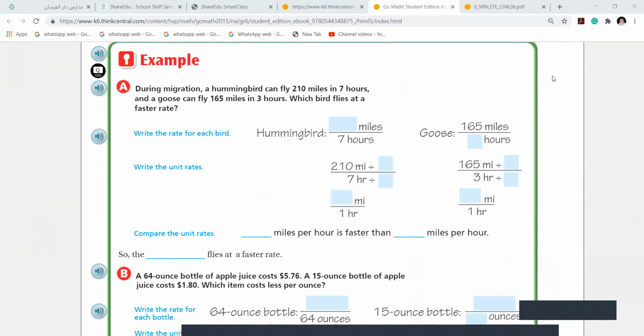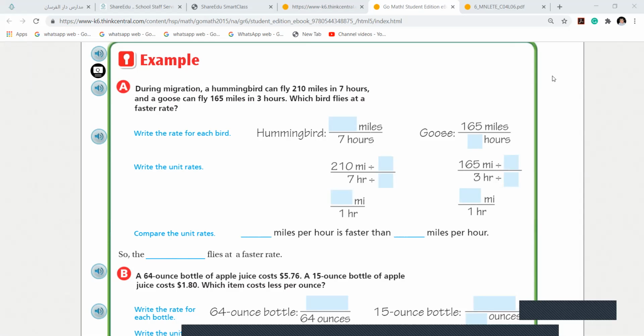Okay, miss. During migration, a hummingbird can fly 210 miles in 7 hours, and a goose can fly 165 miles in 3 hours. Girls, do you know what bird migration means? It's like moving from one place to another. For example, I decide to leave my country and shift to another country. That is called migration.